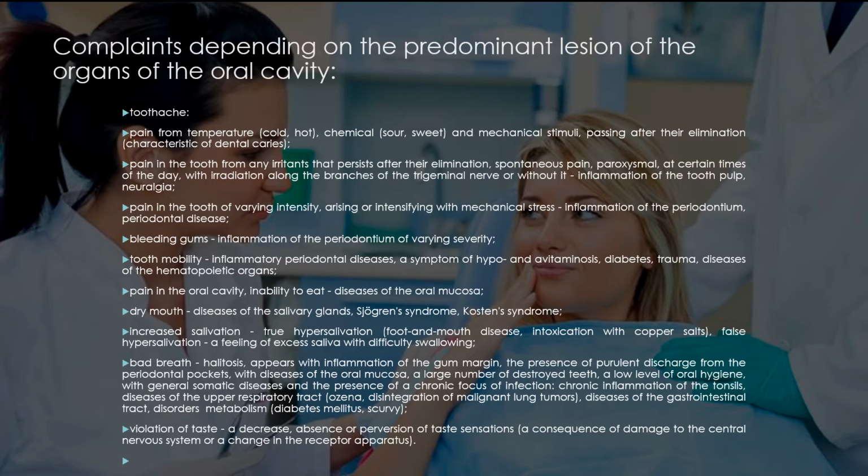Pain in the tooth of varying intensity, arising or intensifying with mechanical stress, informs us of inflammation of the periodontium, and thus means periodontal disease. Bleeding gums also mean inflammation of the periodontium of varying severity. Tooth mobility shows us inflammatory periodontal diseases, a symptom of hypo- and avitaminosis, diabetes, trauma, and diseases of the hematopoietic organs.